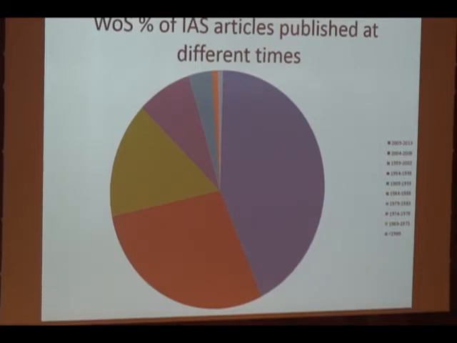This is important for the young ones. If you go to Web of Science or Google Scholar and you make a search, you think that that is the science, the history of science in that topic. It's not. You just get the history for the last 10 years.